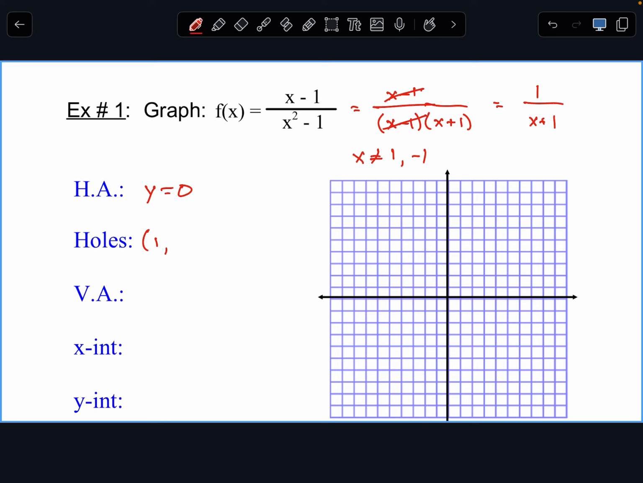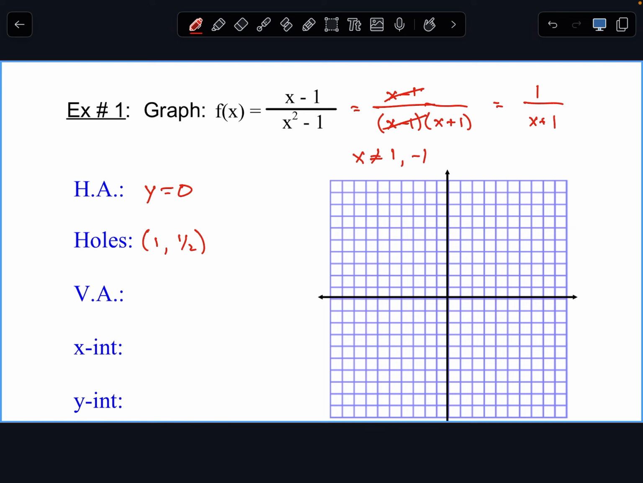How do I find the y-coordinate so that I can actually plot the hole in the graph? What do we do? Plug it in. Where do I plug it in, the beginning or the end? The end. If you plugged it into the beginning, you're going to end up with 0 over 0. You're not going to get an answer, because you haven't canceled the factors yet. Once you cancel the factor, then you can plug it in and see what you get. So if I plug that in, we end up with 1/2. There's the y-coordinate for the hole in the graph.